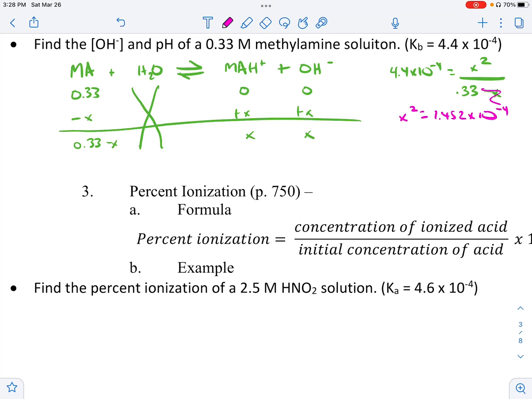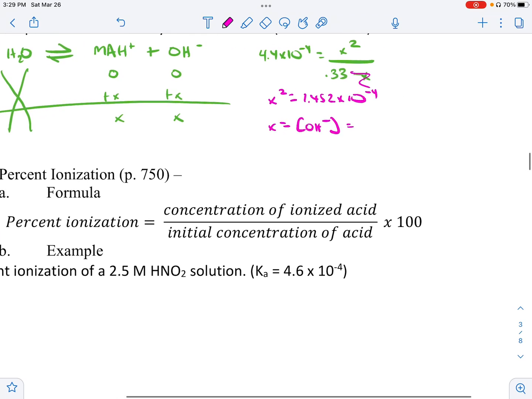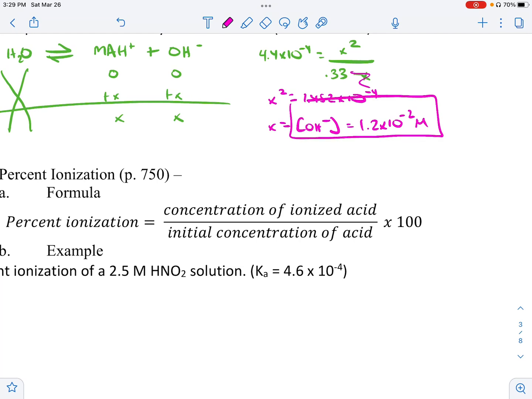If we take the square root of that, x is going to be, which is also our hydroxide ion concentration, which is the first thing we're looking for, 1.2 times 10 to the negative second molar. So there's that.